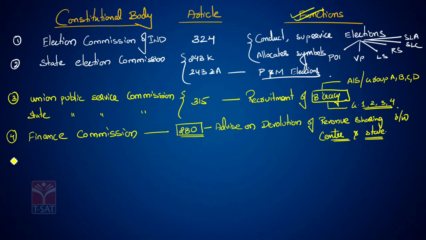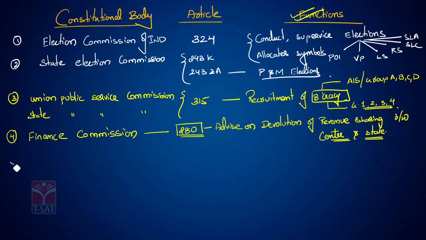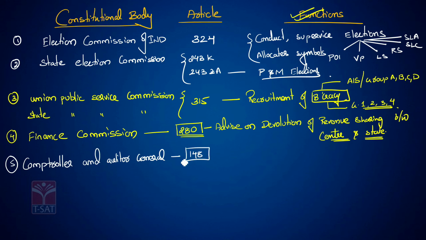Okay. Point number 5. The fifth constitutional body we have is the Comptroller and Auditor General of India. This is famously called CAG. Article 148 of the Constitution talks about this.